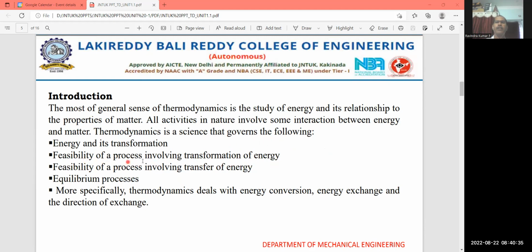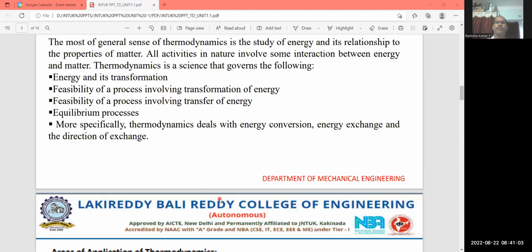What is meant by feasibility of a process? When you talk about a process, whether it is a constant pressure process or a constant volume process, that particular process may or may not be feasible according to thermodynamics. Next, the feasibility of a process involving the transfer of energy. And moreover, thermodynamics deals with equilibrium processes. So this is the introduction of this particular course.